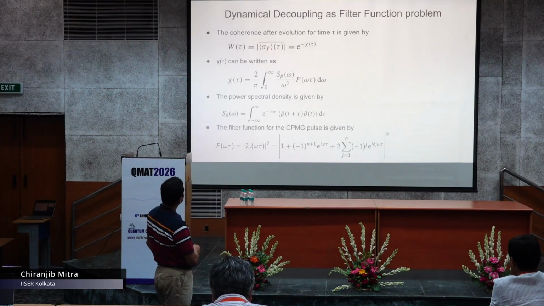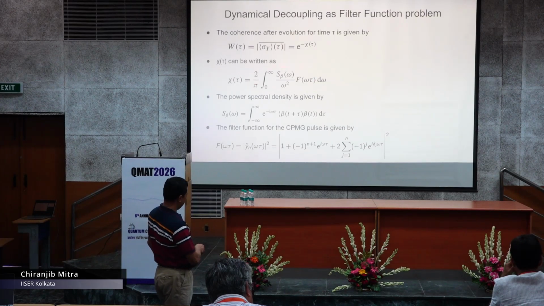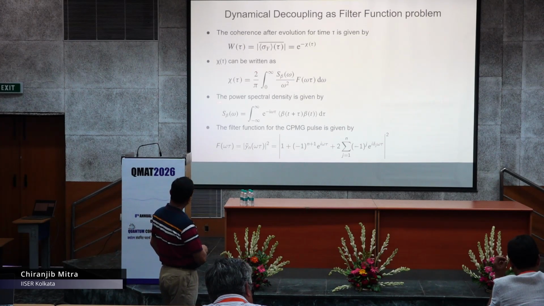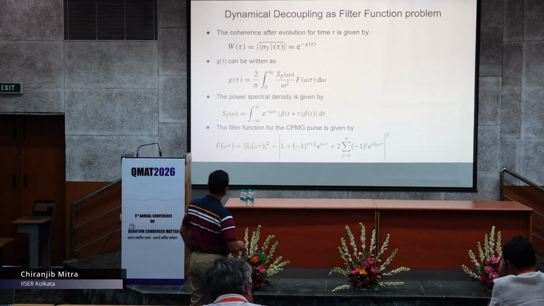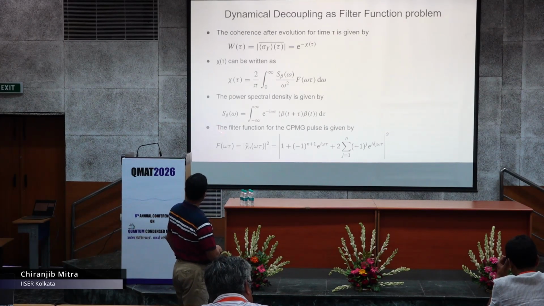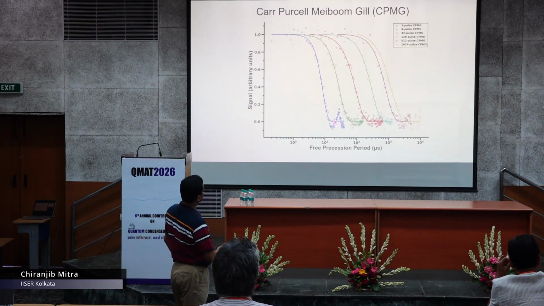So this is your coherence function, the average of sigma y of t, which is e to the power minus chi of t, where chi of t I had derived earlier. The power spectral density is the noise autocorrelation function, and the filter function for the CPMG is given by this. So now let me come back to my data.